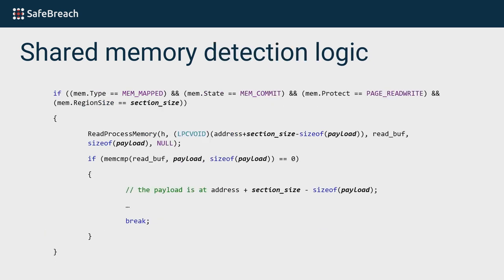And once we find that, we read the last bytes of that memory area in the target process. We compare it to our payload. And if it's indeed the shared memory region, then we'll find a match, and what we have at hand at this moment is our payload at a known location, at a known address in the target process, and then we can proceed to do whatever we like with this data.